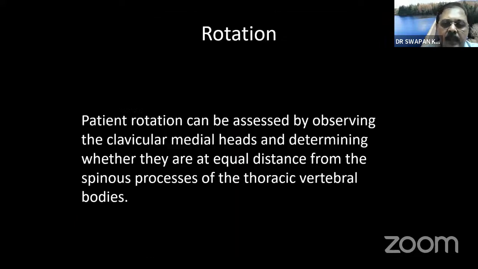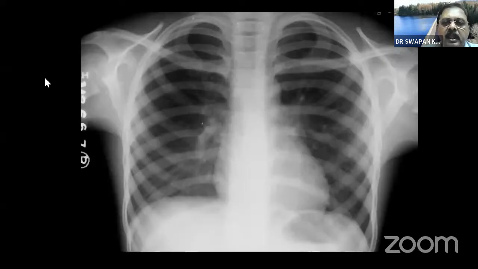And rotation. How do you determine the rotation? This is the middle part of the clavicle on both sides, and this is the spinous process. So on either side, it should be equidistant. The medial end of the clavicle on the left side and the medial end of the clavicle on the right side should be equidistant from the spinous process. If anything gets closer, it means it has been rotated to that particular side.